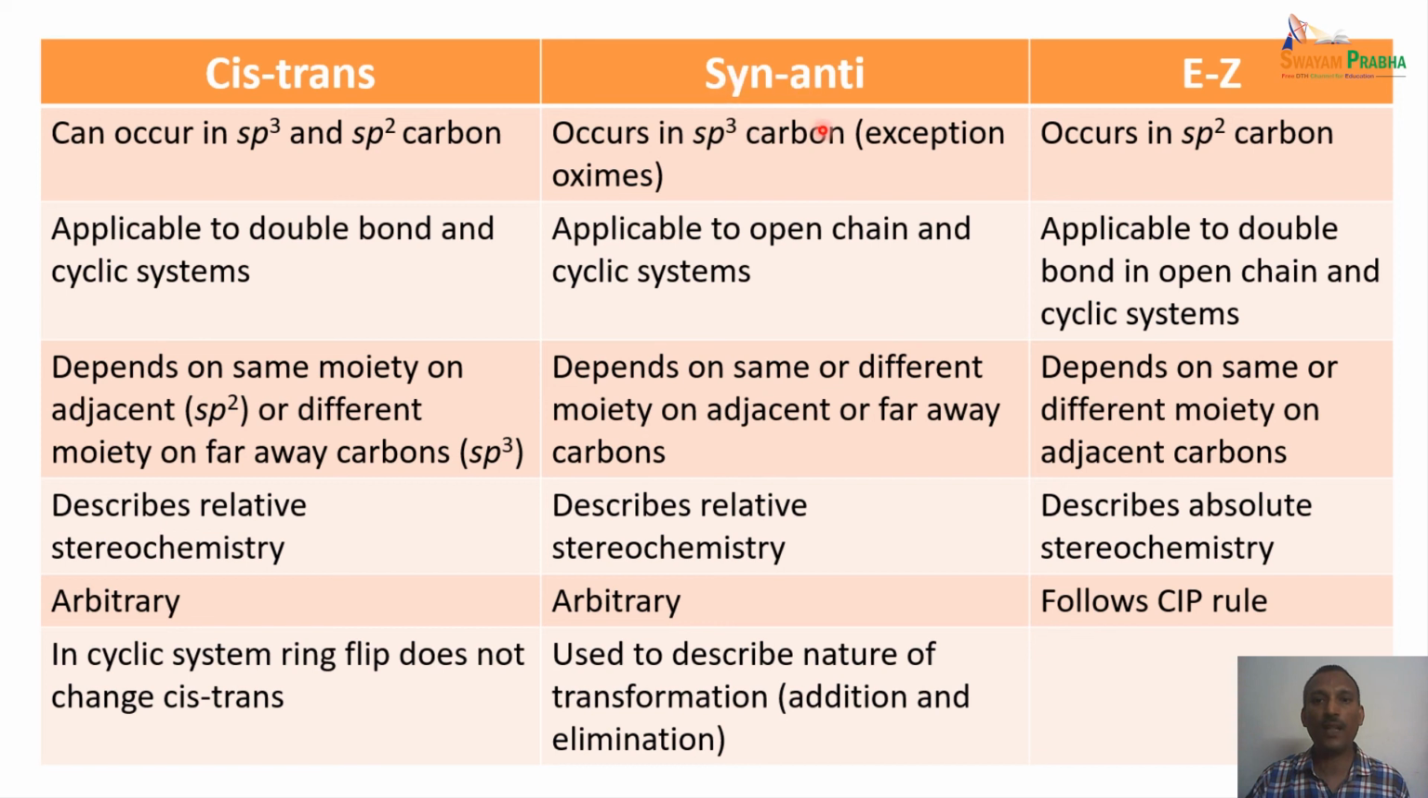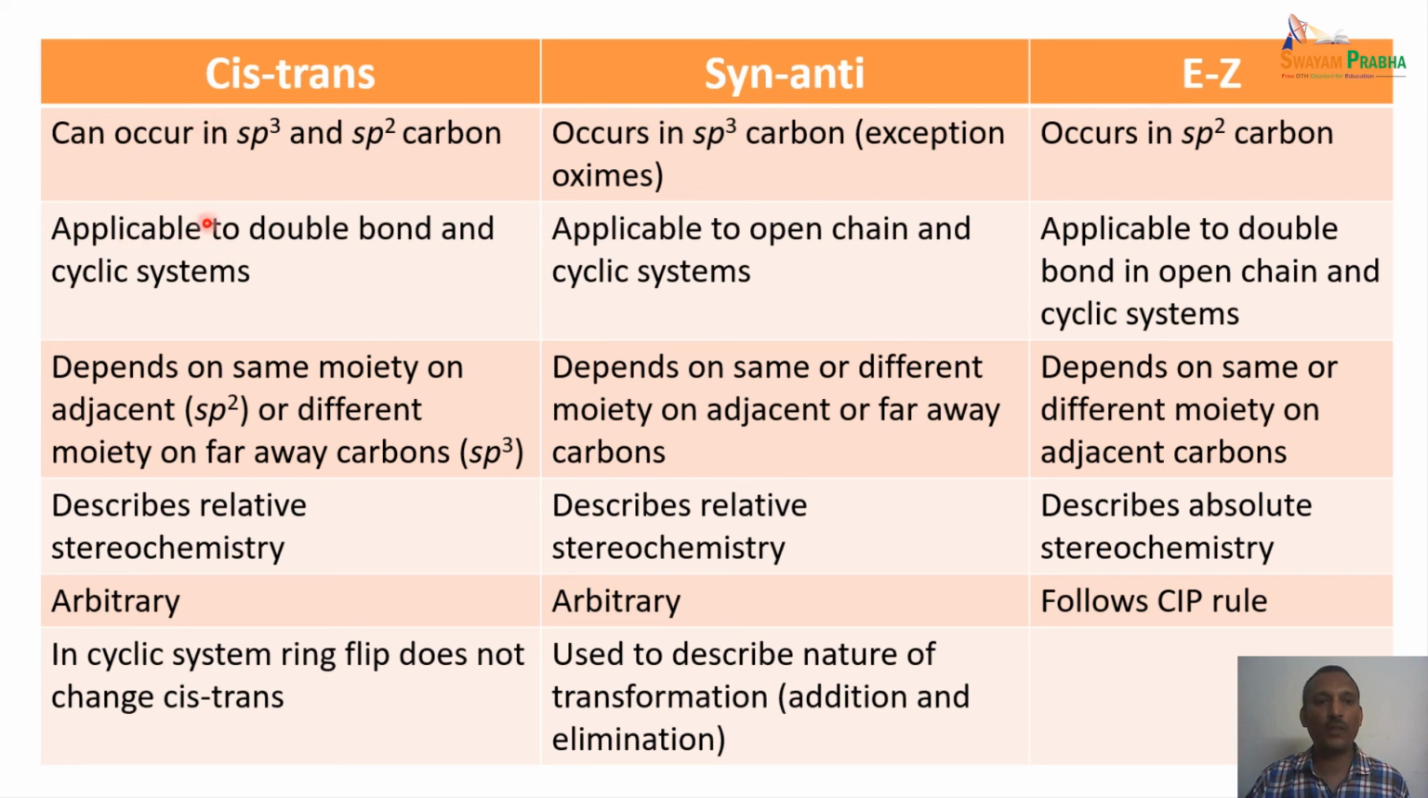We will study about 1,3 arrangements, whether they are cis or trans, in the later part. In the case of Syn-Anti isomers, this generally occurs in the sp3 hybridized carbon atom. The only exception is the oximes. So except oximes, all the Syn-Anti isomers are assigned to sp3 hybridized carbon atoms only. And in the case of E-Z nomenclature, this occurs only in the case of sp2 hybridized carbon atoms, or the alkene double bond only we can assign E-Z nomenclature.